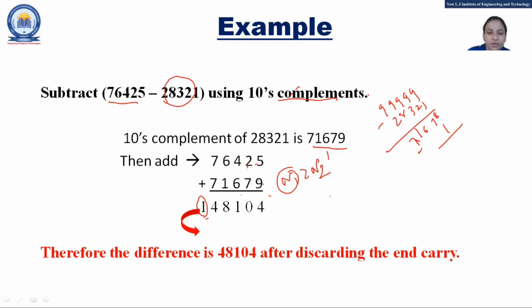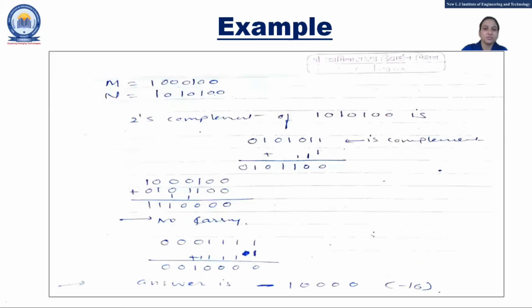What if the first number is less than the second number? Now we will see an example for the same. If the first number is less than the second number, that means we subtract a bigger number from a smaller one. Now here is the case. You can see we now have two subtractions. We have to perform the subtraction using the twos complement.